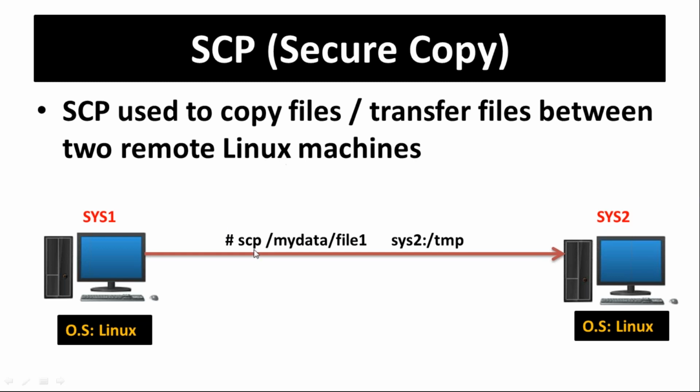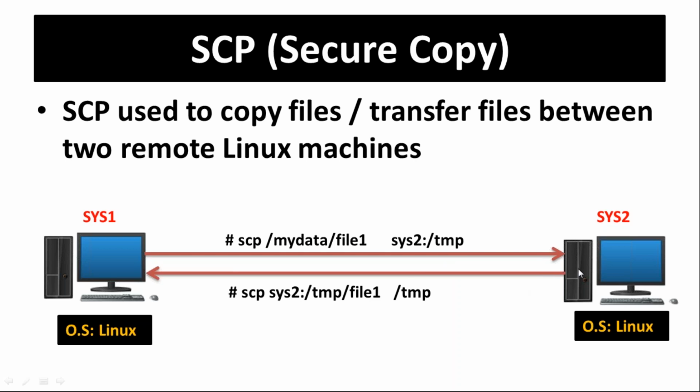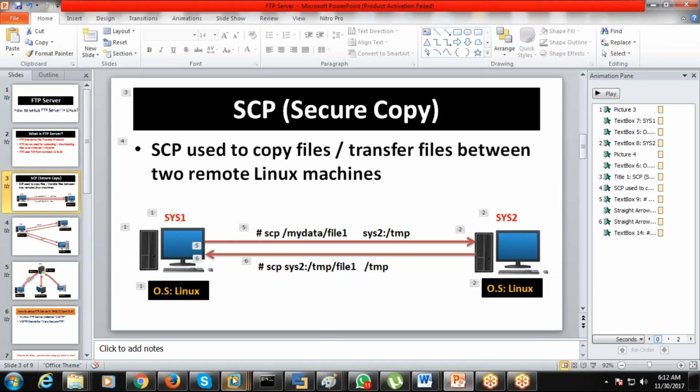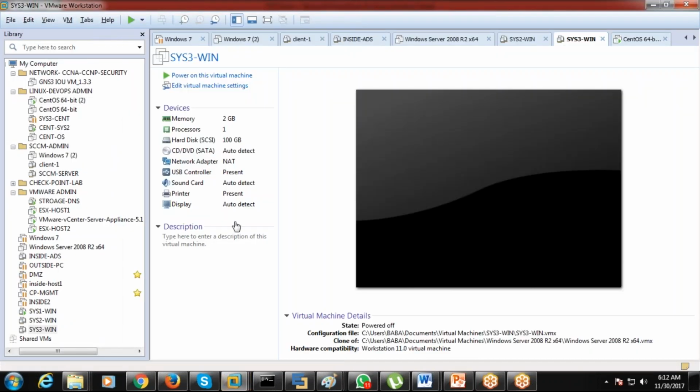For example, in system 1 we have file1 and you want to copy it into system 2. This is the SCP command, where file1 is the source, and the destination is system 2, into the temp directory. Similarly, if you want to copy from system 2 to system 1, from system 1 only you can do SCP where system 2 is the source and temp is the destination. If you want to see SCP practically, I'll show the practical.